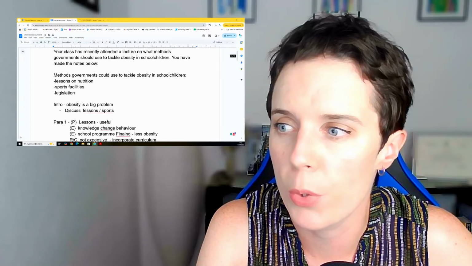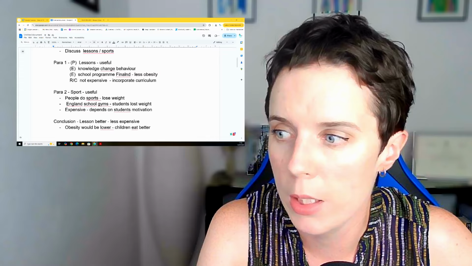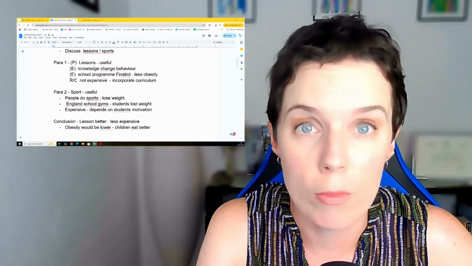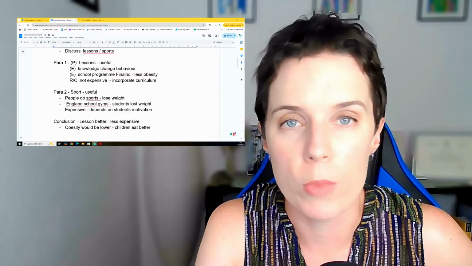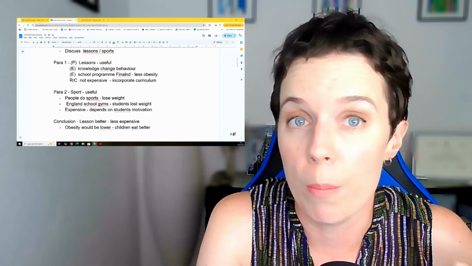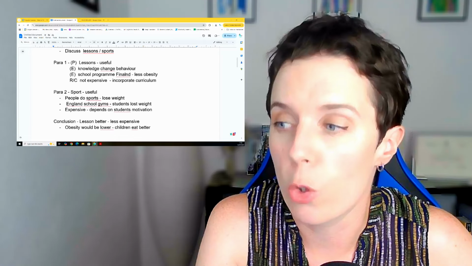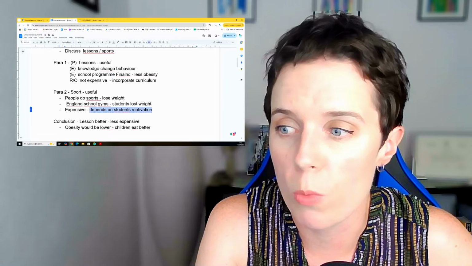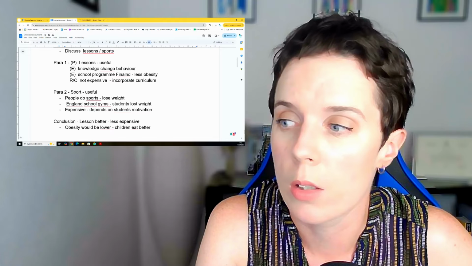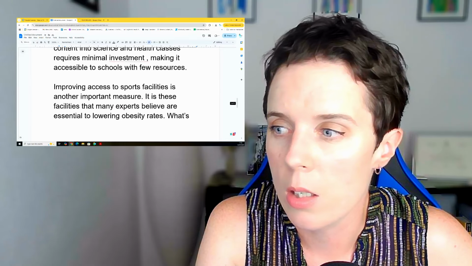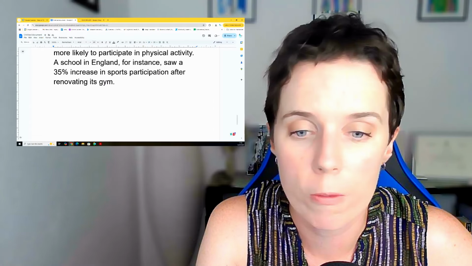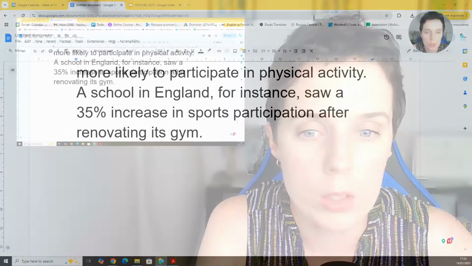So I put in my plan that it's expensive. Obviously, renovating gyms is very expensive. Schools don't have the money to renovate gyms. And I also put it depends on students' motivation as well. Okay, so I need to add that to my paragraph. Let's take a look here.